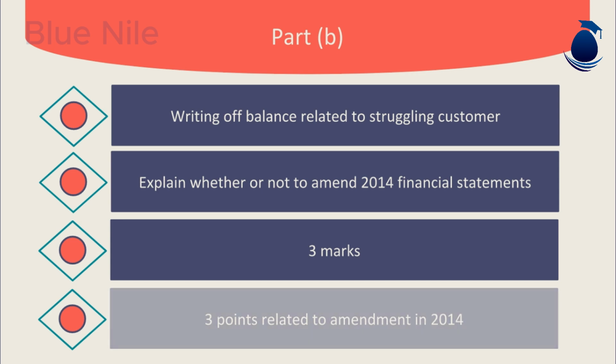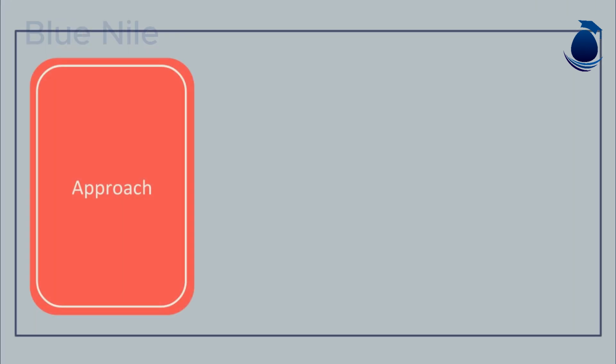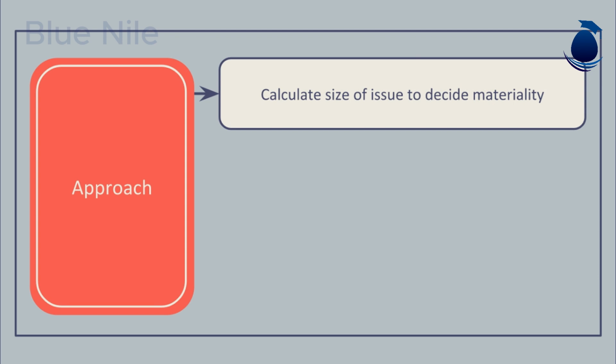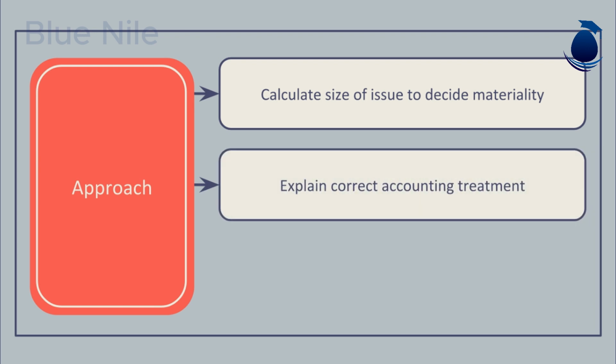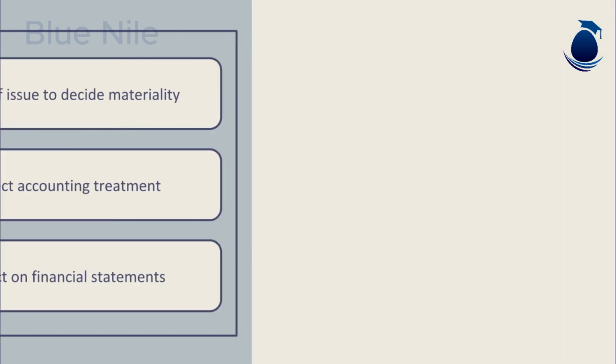We must therefore think of 3 things to say with regard to the amendment of the 2014 accounts. A good approach to this type of question is as follows. Calculate the size of the issue to decide whether it is a material concern for the auditors. Explain the correct accounting treatment with reference to accounting standards. And finish with explaining the impact this has on the current year financial statements.